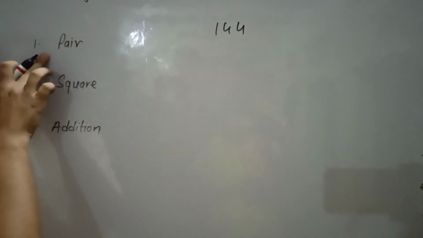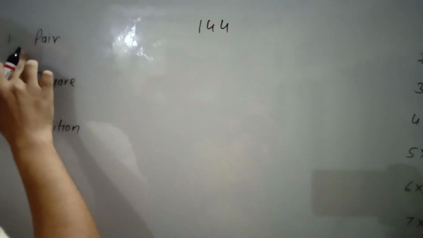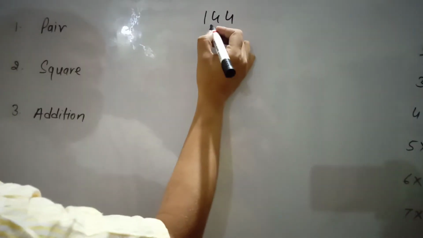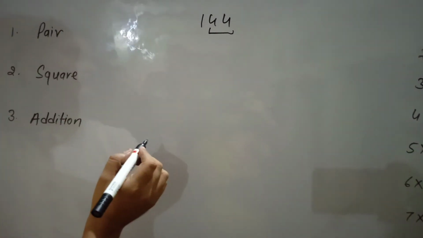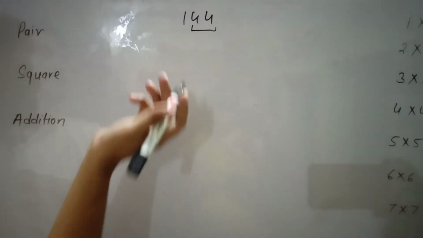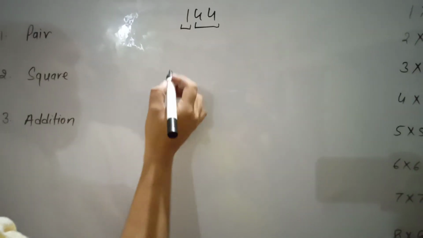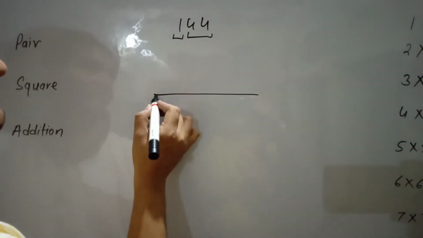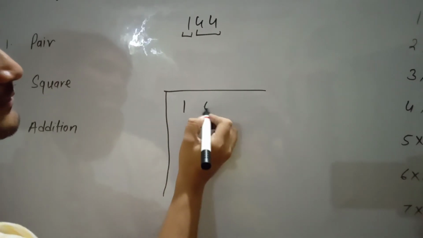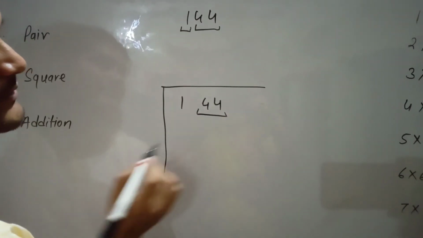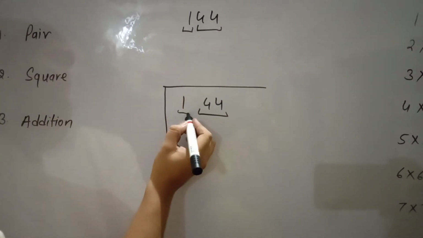Firstly we will make the pairs. We will make the pairs from the right hand side. So here the first pair is 44, and for the second pair we don't have a pair, we have a single digit, that's the 1. After then we will write the number again: the first pair, and this is the single number.